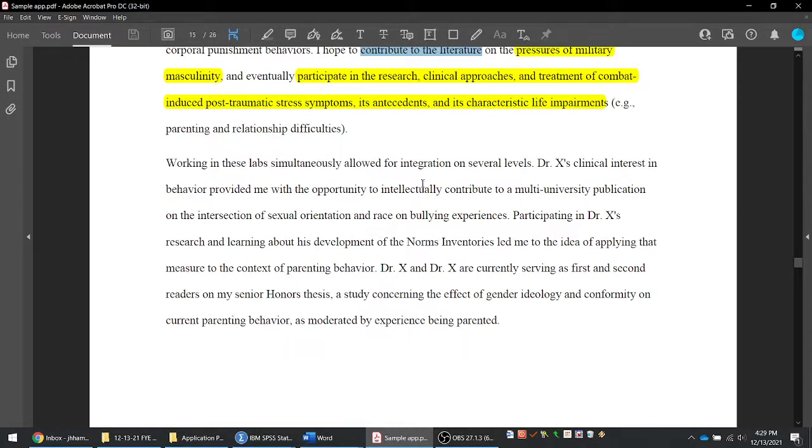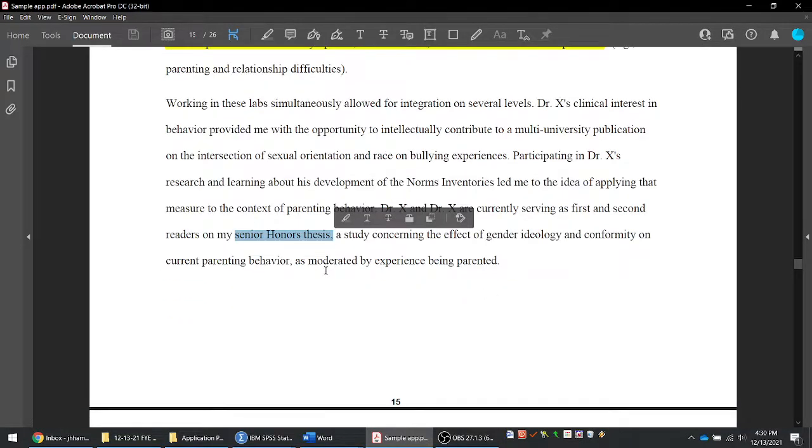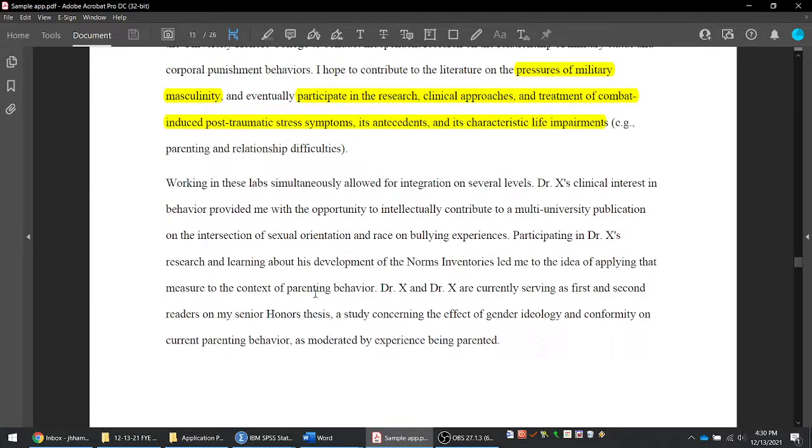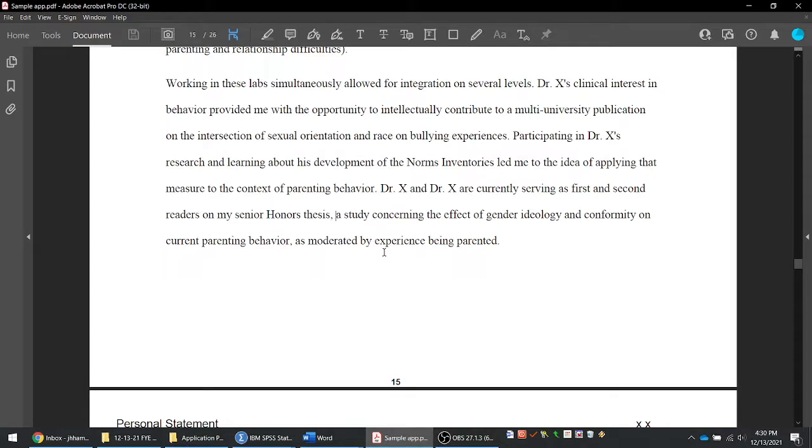I'll add for the integration of several hours. Opportunity to actually contribute, multi-university publication, so name dropping that she's a contributor to some publications. Now I remember that these are in the works, right? On intersection, development, applying the measure, the content, so I'm starting to read her senior honors thesis study. Yeah, so again, reminding me that she's doing, and I missed the fact when I was looking at the resume above that she's doing a senior honors thesis. So it's good that she mentioned that here in the personal statement, because that's a nice thing to know when they're doing that independent stuff. But I missed that, and so it was nice that it was mentioned here. So it's good to see this.